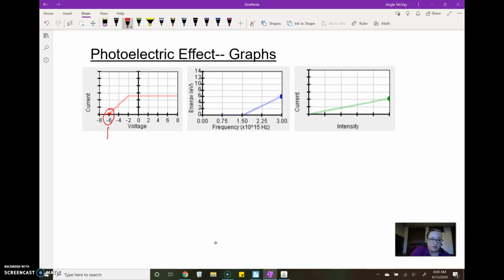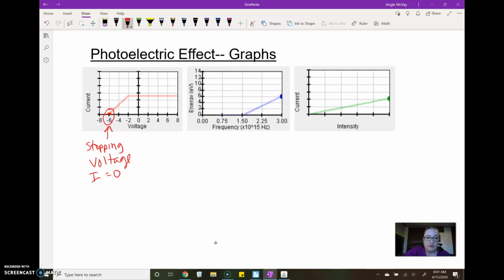Okay, so what we call this right here, the first point at which the current is 0, this is called the stopping voltage, right? The first point at which current is equal to 0. Okay, and it increases linearly up to some limit for the current.